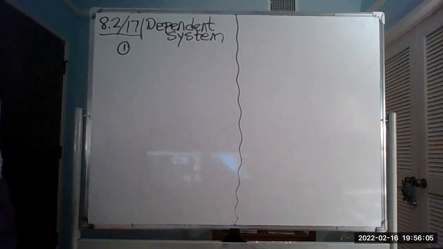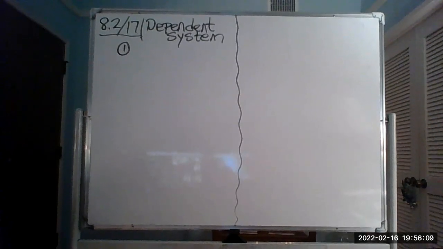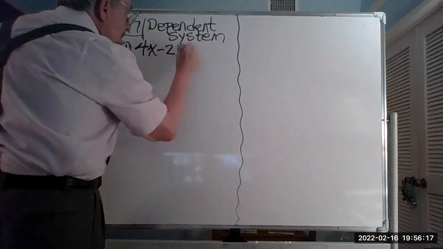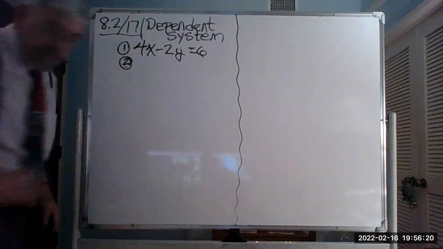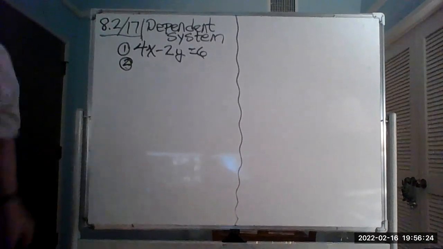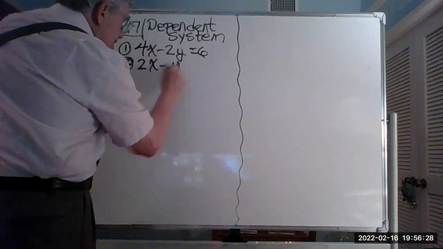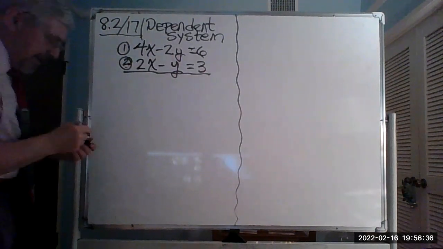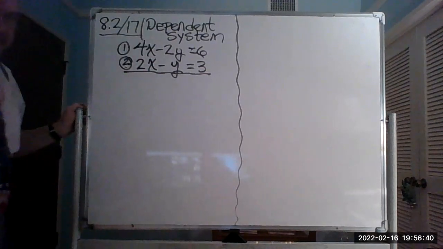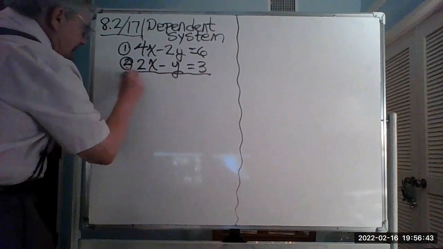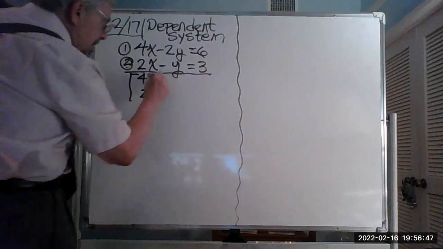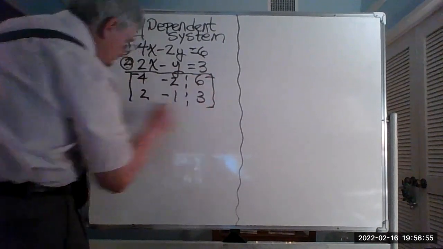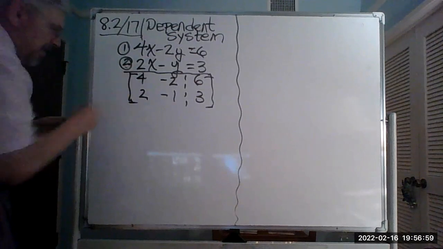So my system, I have 4x minus 2y equals 6. And for number 2, I have 2x minus y equals 3. Now, this is a fairly simple one. You might be able to see that it's dependent already, because if I just multiply this one by 2, I get that one. Okay, but you don't know that. Especially if fractions are involved, then it could be rather deceptive. So I'm going to make my augmented matrix: 4, 2, -2, -1, dash, dash, dash, dash, 6, 3. Okay. So I want that one to be 1.